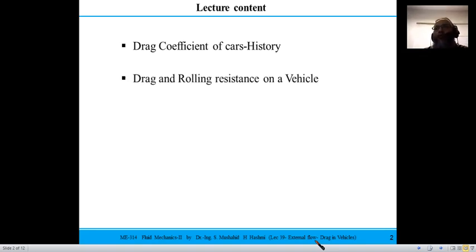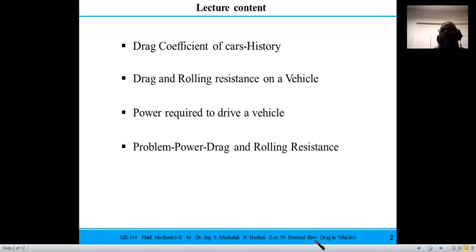We will look into this drag resistance as well as the rolling resistance, and we will work out the power which is actually required to drive the vehicle, which depends upon the sum of the drag forces and the forces overcoming the rolling resistance. We will look into one problem related with the drag and rolling resistance, and in the end, we will look into the ways by which we can reduce drag in vehicles.